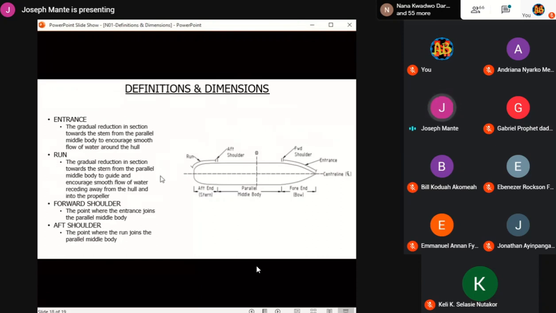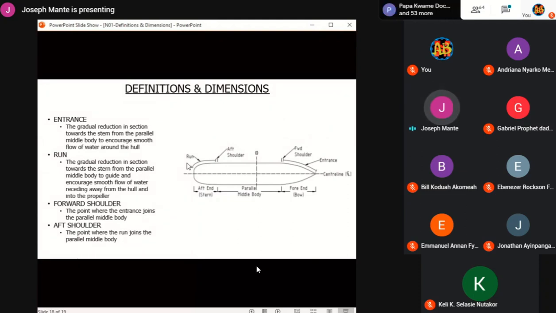And we have the run, so you can also see the run at the back. With the entrance, the vessel is cutting through the sea or its environment, and the water will be passing around it. Then it also has to move away. That is the run: the gradual reduction in section towards the stern from the parallel middle body to guide and encourage smooth flow of water away from the hull and into the propeller. So it's like the entrance is where the water is coming in, and when the water is leaving, that becomes what they call the run.